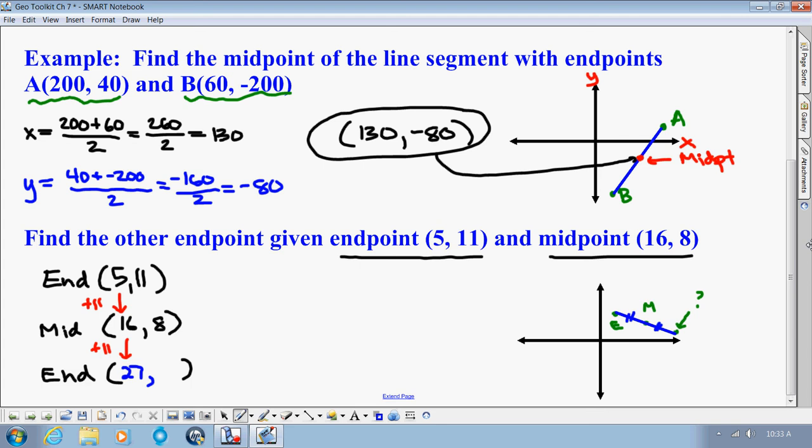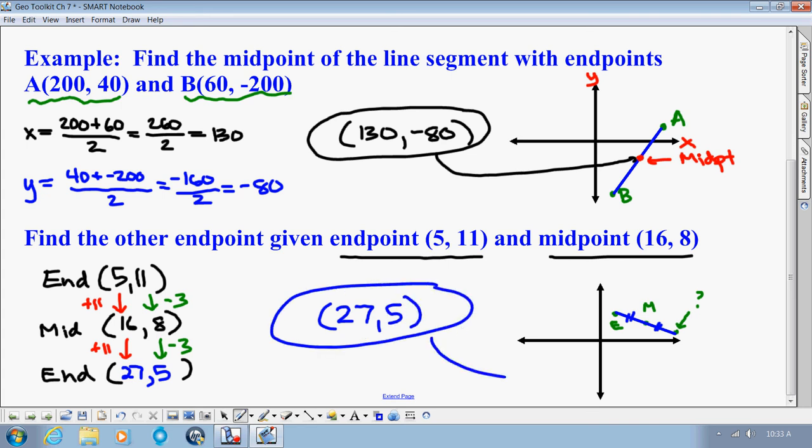Now I need the y coordinate. To get from 11 to 8, what are we doing? Well, we're going down 3. So let's go down 3 again. So what is 8 minus 3? Well, 8 minus 3 is 5. So what is my other endpoint? My other endpoint is 27, comma 5. That's the answer. And that would be the coordinate for right here, this endpoint here. And you'll notice it's farther to the right than 16, and it's lower than 8. And there she goes, right there.